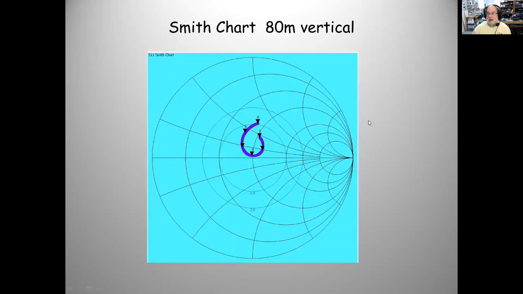Here's my Smith chart. I want to be in the bullseye. Well, look at this. I'm not very far.